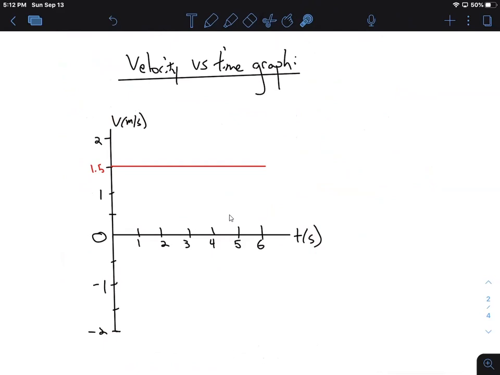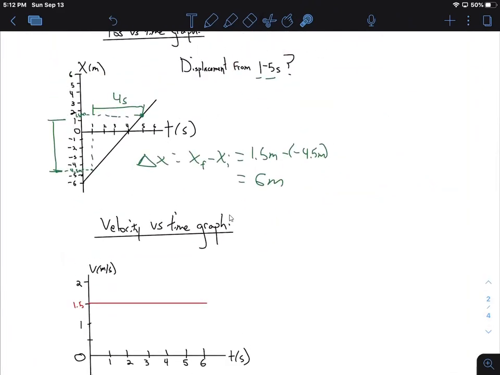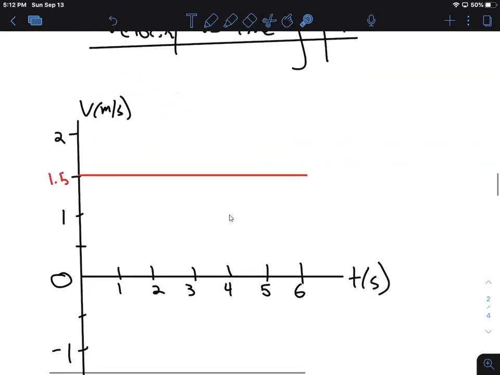So if I want to know, again, that displacement from 1 to 5 seconds, there's a little geometry I can do. So we're starting at 1 second to 5 seconds. And I know how fast it's going. So if I were to say to you, I'm traveling in my car at 25 miles per hour, how far do I go in 4 hours? Well, you'd say, okay, 25 miles per hour times 4 hours, that's 100 miles. And you'd be right. We can do something similar here.